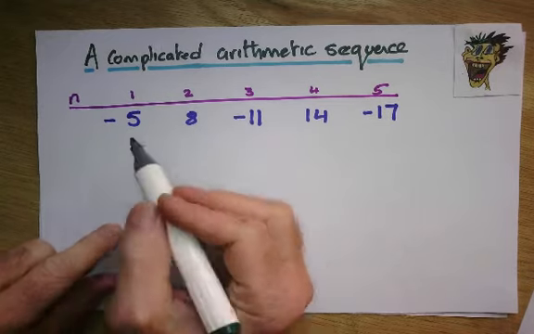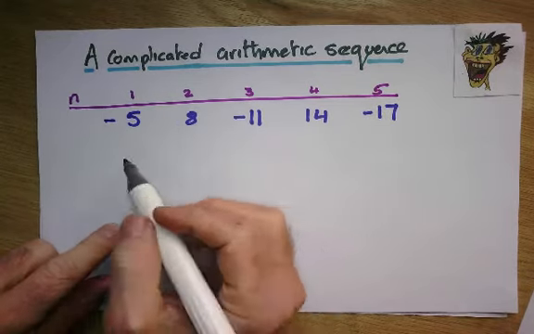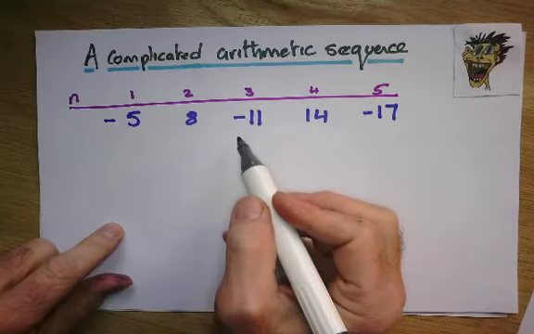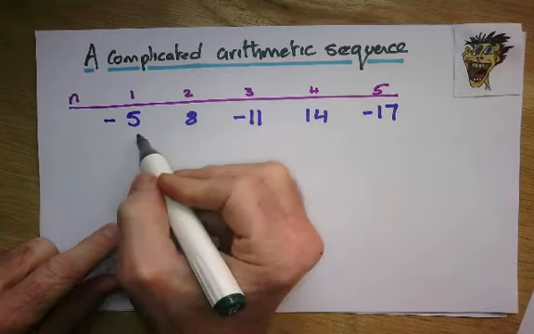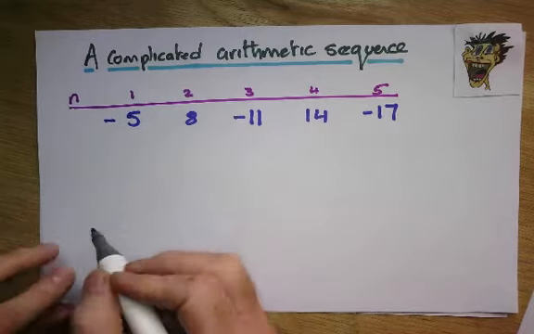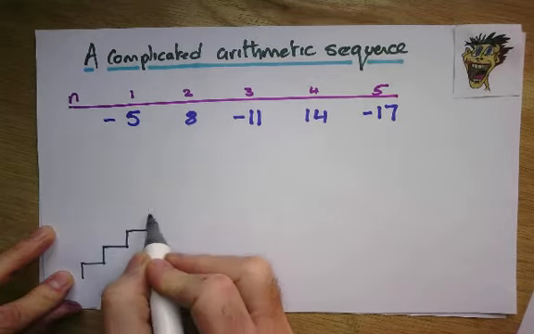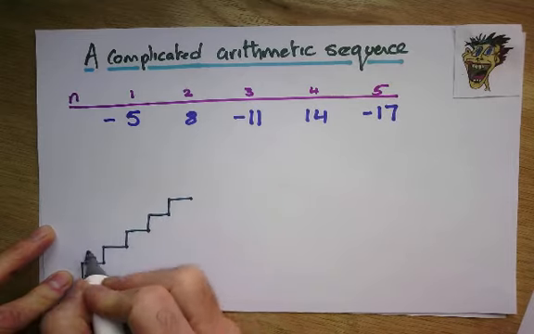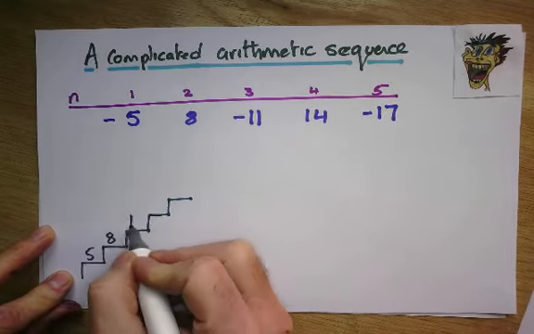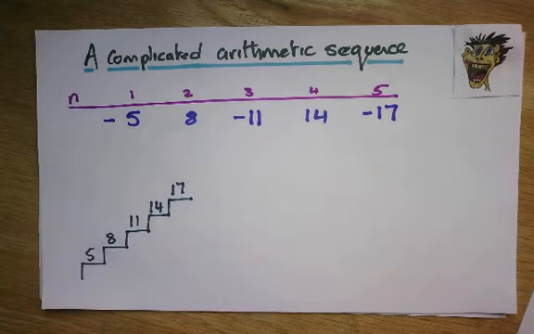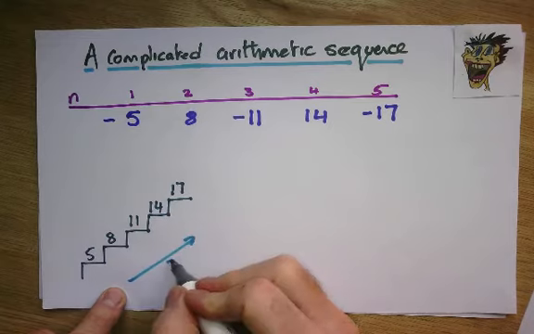If I just treat this like any sequence, I can see that it's an arithmetic sequence. Forgetting the sign for a bit, I've got 5, 8, 11, 14 and 17. And you notice that I'm going up in threes. So it's the 3 times table.